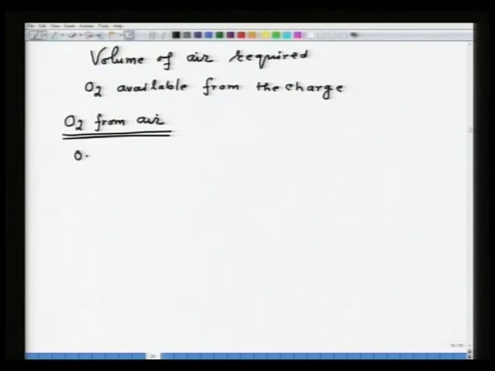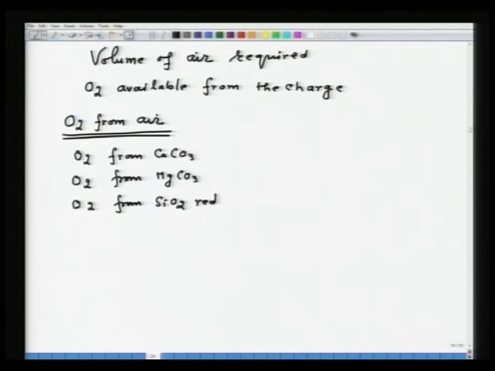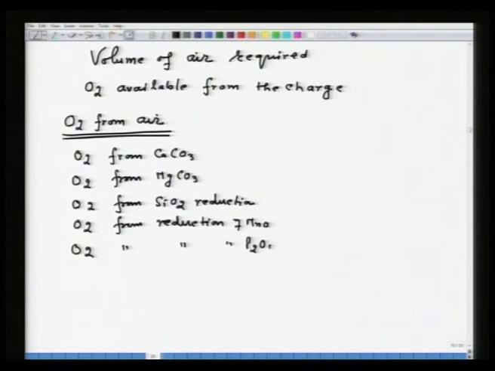In order to calculate oxygen from the air, you should know how much oxygen is available from the charge. So, for that, in this problem, oxygen from CaCO3 will be available, oxygen from MgCO3 will be available, then O2 from SiO2 reduction, because silicon is forming and silicon is entering into metal, then oxygen from reduction of MnO, then oxygen from reduction of P2O5, then oxygen from Fe2O3, and that will be equal to O2 of Fe2O3 minus O2 of FeO in slag.